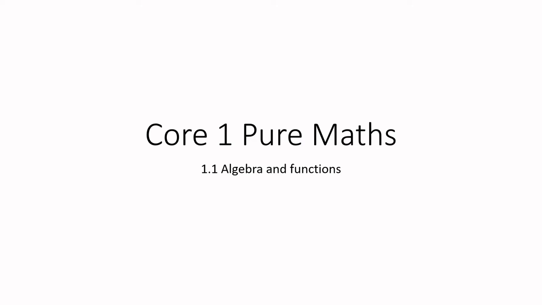We're doing maths in this video, and we're doing Core 1 Pure Mathematics. This is section 1.1, Algebra and Functions. This video is hopefully going to help bridge the gap between GCSE and A-level. So this is more of a recap of GCSE stuff with a little bit of incorporation with some A-level notation and some A-level concepts, but ultimately it's supposed to bridge the gap.